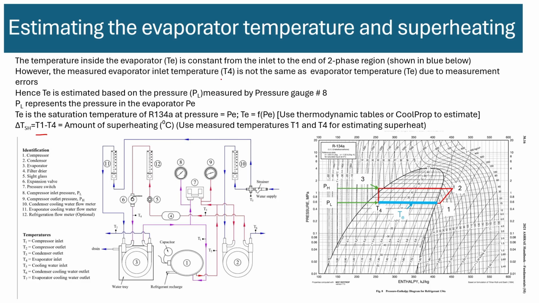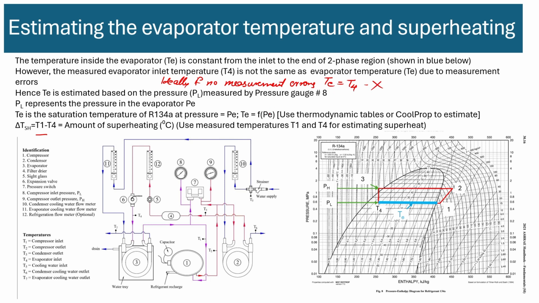So the reason for that is, ideally, if no measurement errors, we could use evap temperatures as the same as T4. But this is not true. This is not true. Okay.